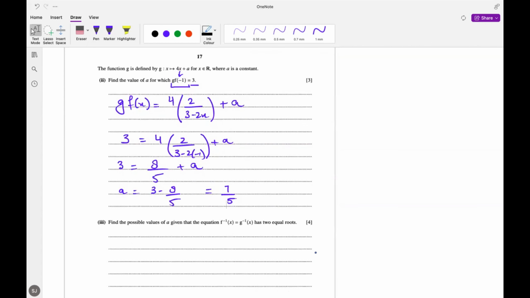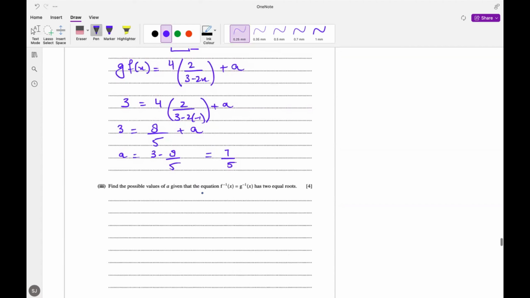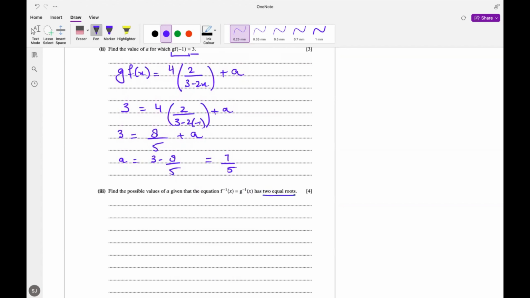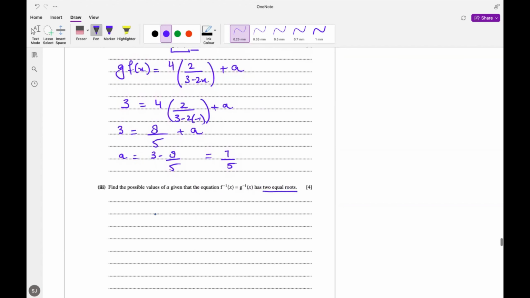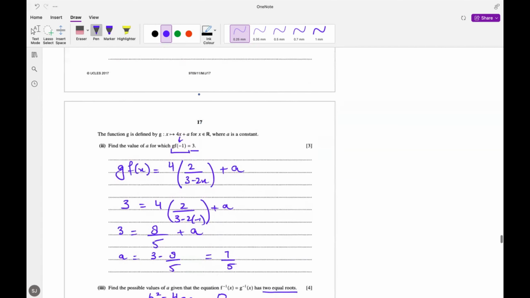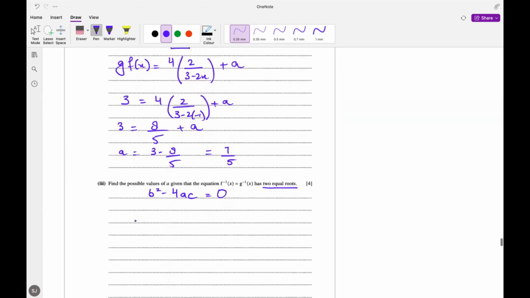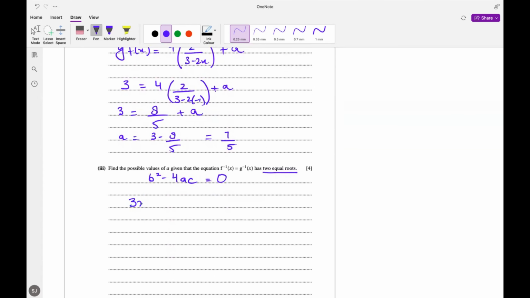Now in the next part, it is saying find the possible values of a given that the equation f inverse of x is equal to g inverse of x has two equal roots. Whenever we have a question which is talking about roots and has an unknown constant, we should know that we'll be applying the discriminant, which is b squared minus 4ac, and as it has two equal roots, it will be equal to 0. Now we have the expression for f inverse of x, which is 3x minus 2 upon 2x.